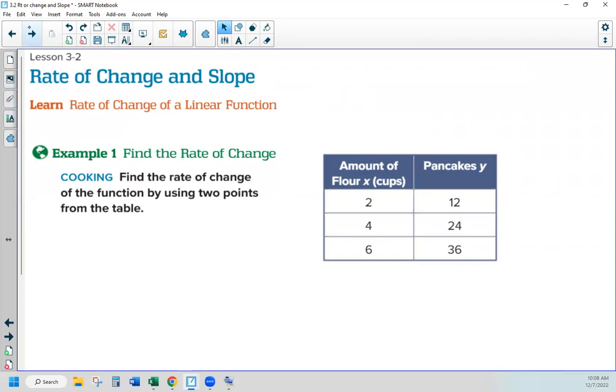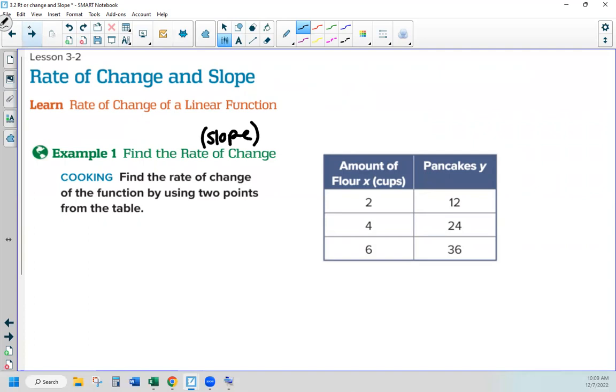All right, let's go ahead and get these suckers out of the way. So we have not really a word problem here, but we have a table of values where we can easily make up a word problem about it, right? We have amount of flour and then pancakes. So right now we're going to use this table to find the rate of change, find the slope. Find the rate of change of the function by using 2 points from the table. Any 2 points. They didn't tell you which points, it's any 2 points.